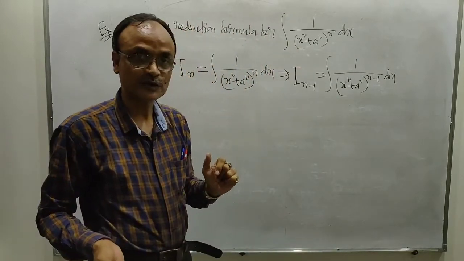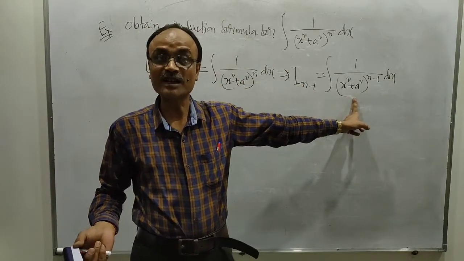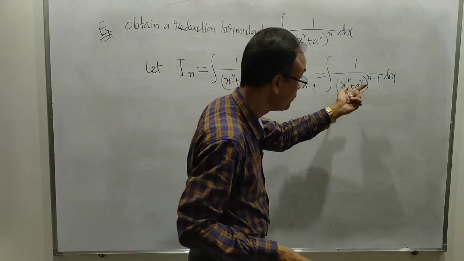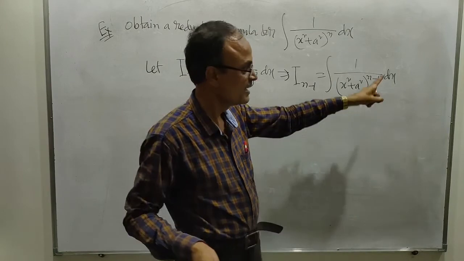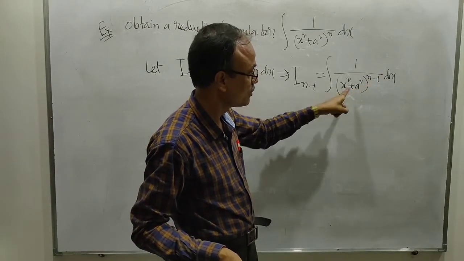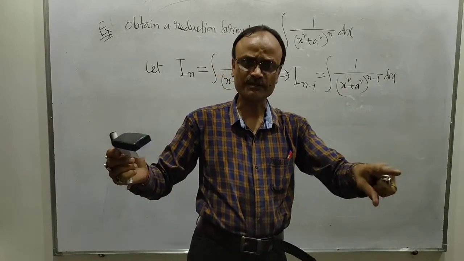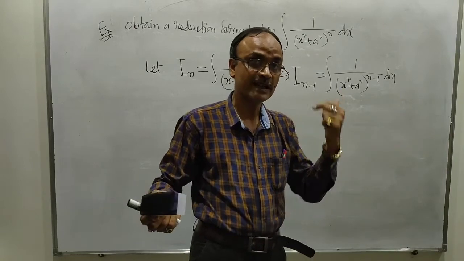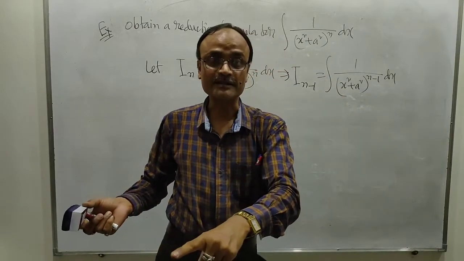It is not reduced. But if you integrate this by parts, taking 1 as the second function, then if you differentiate this with respect to x, then you know (x square plus a square) whole to the power minus n. If you differentiate this, you will get minus n into (x square plus a square) whole to the power minus n minus 1.